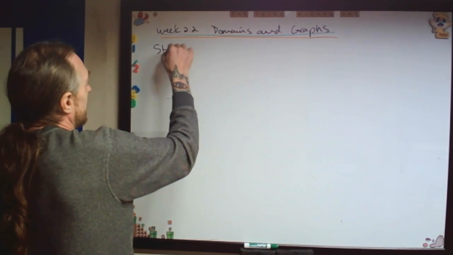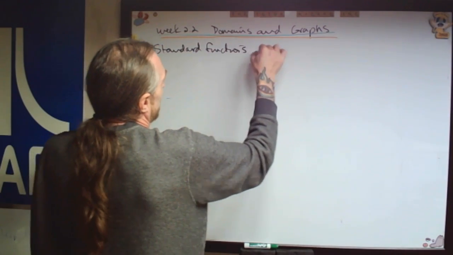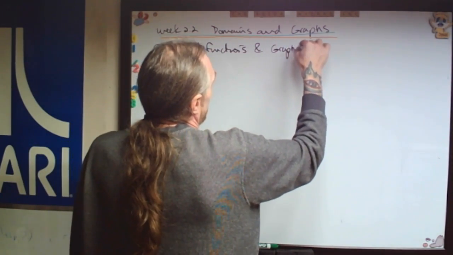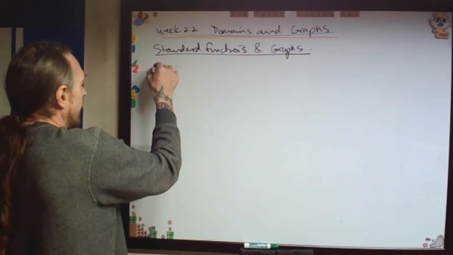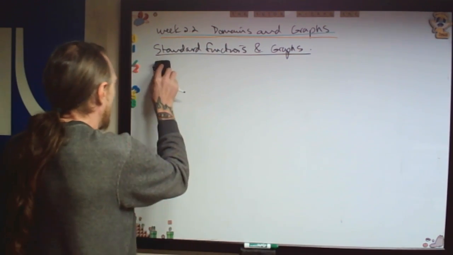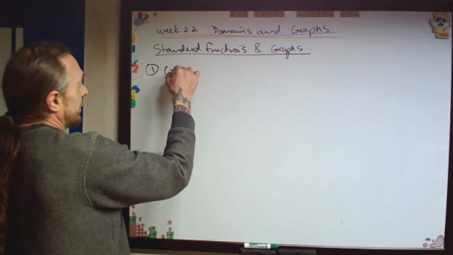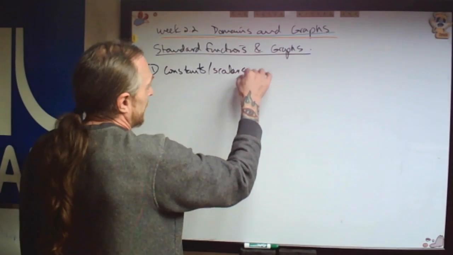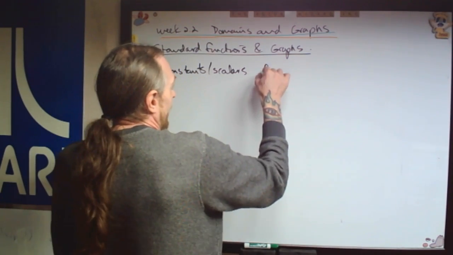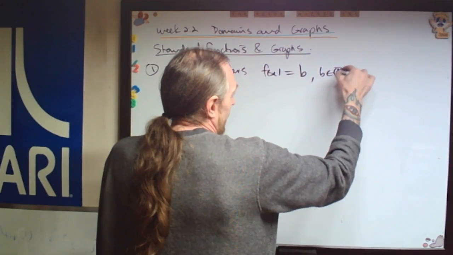Standard functions and graphs. Categories, let's do category 1, I guess. Category 1 is going to be constants or scalars. What is that going to look like? F of x will just look like a constant b, where b is any real number.